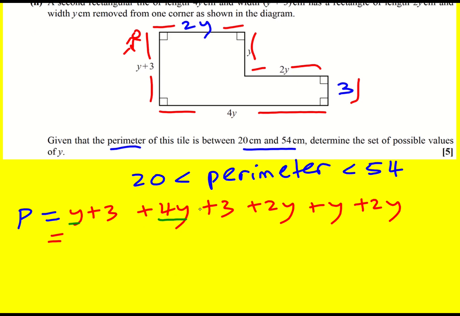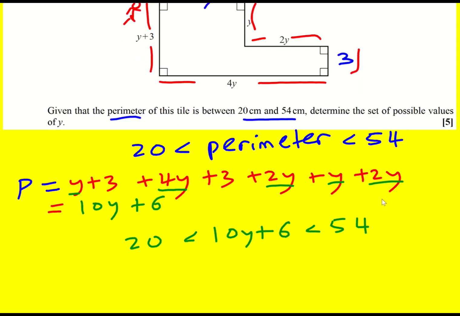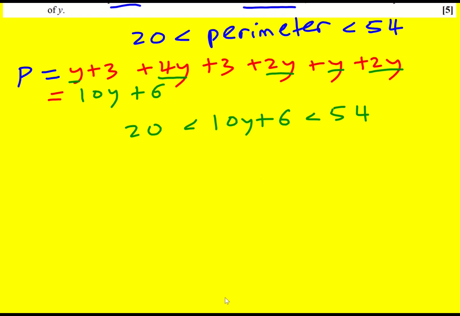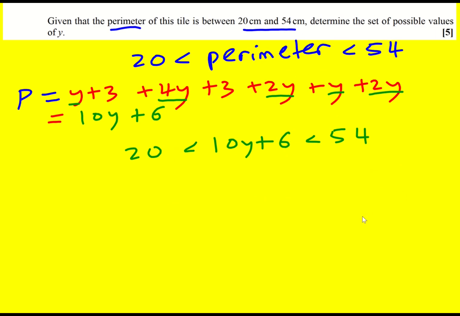Add all the y's up. That's going to be 5y, 7y, 8y, 10y, 10y plus 6. And now I've got my inequality. 20 is less than 10y plus 6, which is less than 54. When you have inequalities like this, it's more complicated if you had, say, y on the left-hand side as well and on the right-hand side, but not so bad here because as long as we do the same thing to each part, we're okay.